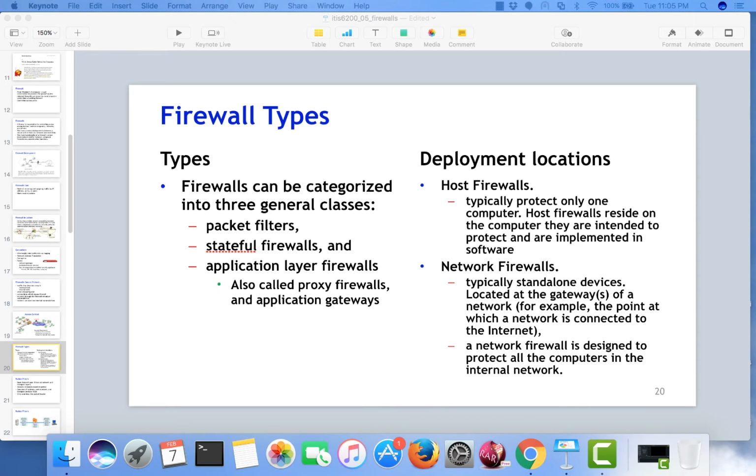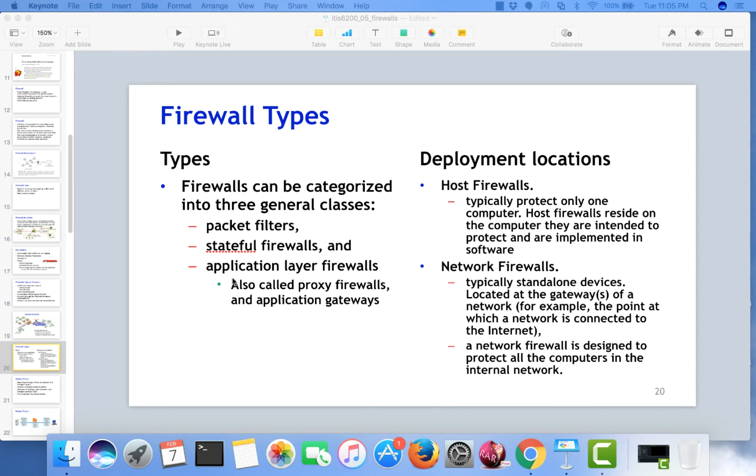So from here on out, for the rest of the lecture, we're going to talk about types of firewalls, and that's going to be anything from packet filters to stateful firewalls, application firewalls. We're going to talk about some application gateways, proxies, VPNs, and a couple other things. So let's just go through these a little bit. And again, we just briefly mentioned the types there on the left-hand side of the slides. On the right, we're going to talk about deployment locations. So where are firewalls deployed?